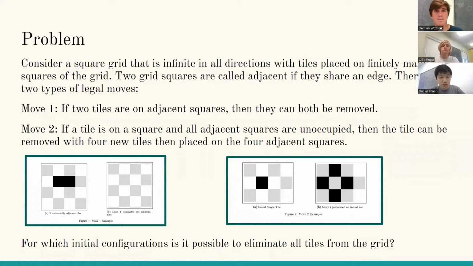One, if two tiles are on adjacent squares, then they can both be removed off the grid. Two, if a tile is on a square and all adjacent squares are unoccupied, then the tile can be removed with four new tiles then placed on the four adjacent squares. And our problem we needed to solve was for which initial configurations is it possible to eliminate all tiles from the grid.